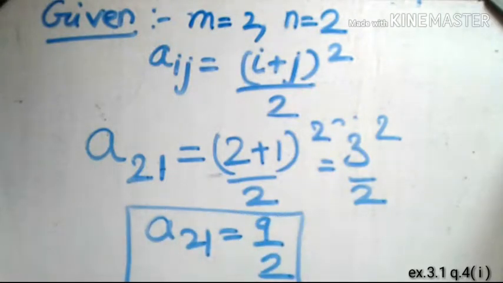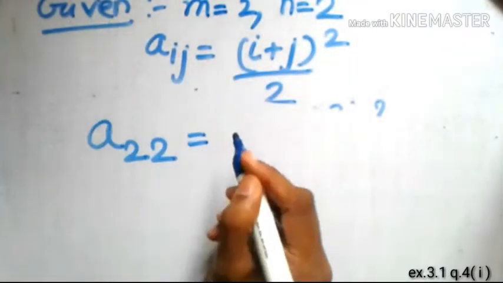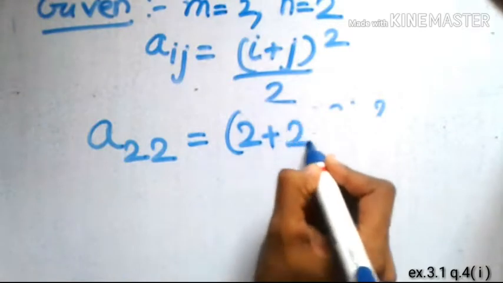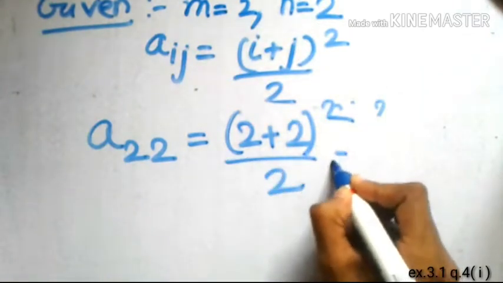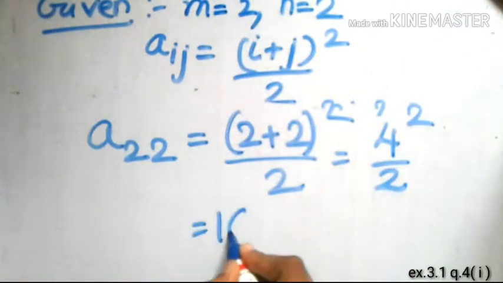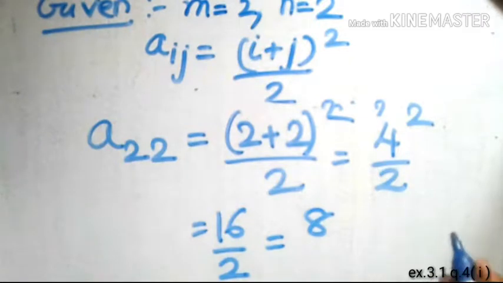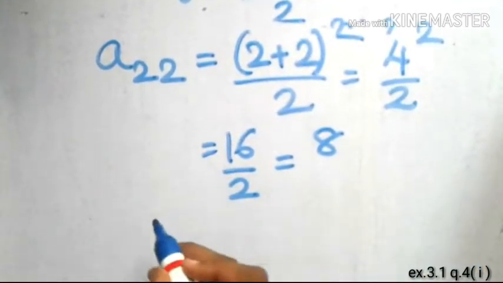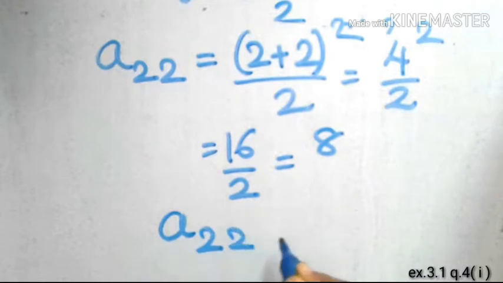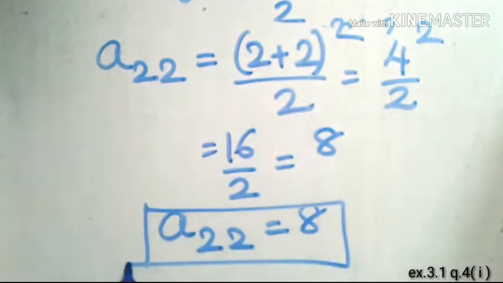Now there is only one matrix element remaining, and that is A22. Again let's substitute. So it's going to be (2 plus 2) the whole square divided by 2, which is 4 squared divided by 2, which is nothing but 16 by 2. So I'll get the answer 8. What it means is that my second row, second column matrix element is going to be 8. So that's the end of the question. We have found out all the matrix elements.